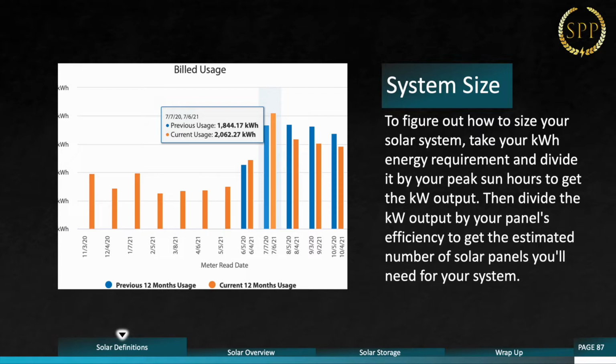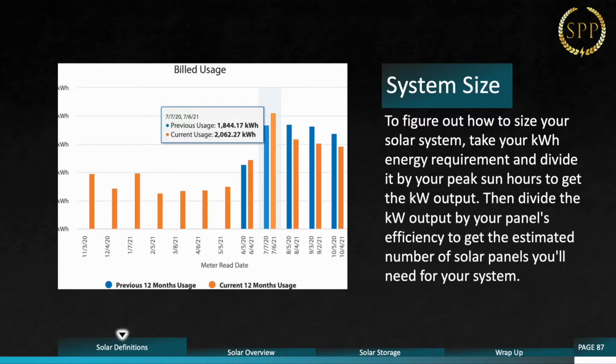Now, to figure out how to size your solar system, you take the kilowatt hour energy requirement, then divide it by the peak sun hours to get the kilowatt output. Then you divide the kilowatt output by the panel's efficiency to get the estimated number of panels you'll need for your system. Let's break this down, and we're going to do it in segments so you don't have to worry about taking a ton of notes. I have the equations written out for you.